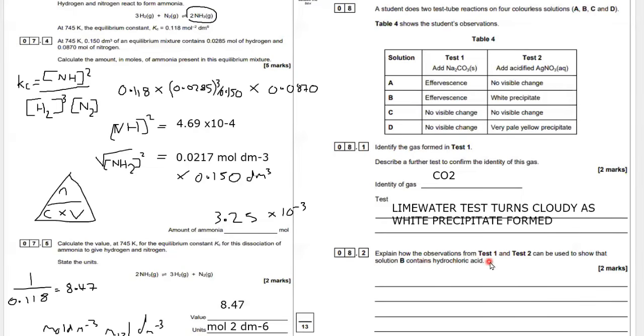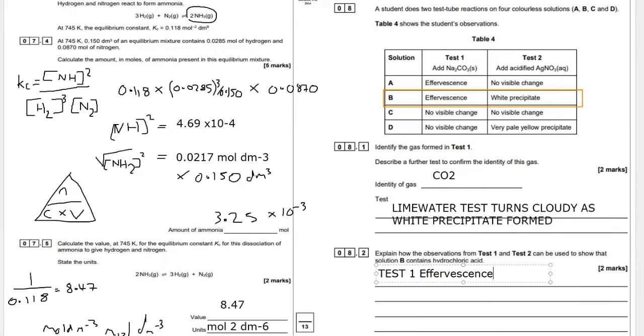Explain how the observations from test 1 and test 2 can be used to show that solution B contains hydrochloric acid. So in this question, you have to use your highlighter, and you are only interested in these results here for solution B for test 1 and 2. So if we look at test 1, the effervescence tells us that carbon dioxide was released. So test 1, I can't spell effervescence, so I'm going to put E.